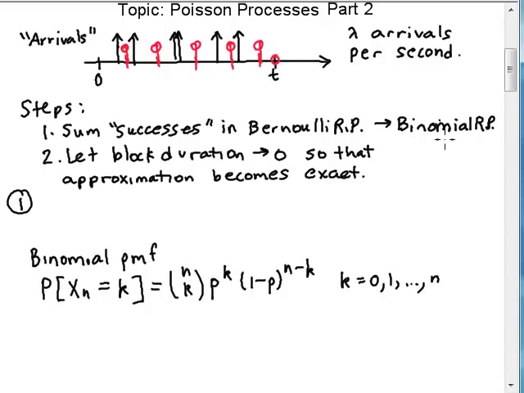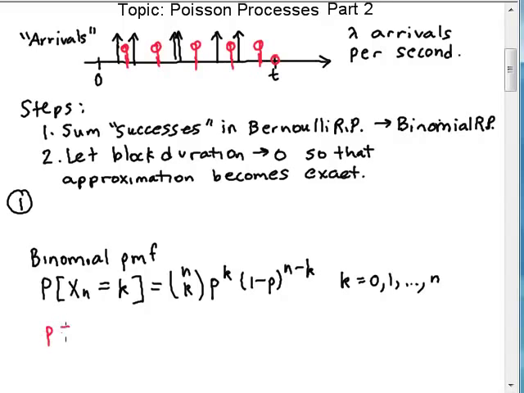I run it into a summer, I get a binomial random process. The total number of successes, k, at time t, after these 6 blocks, so n here would be 6. The x sub n is the number of successes in 6 trials. The probability that that is equal to k is n choose k times p to the k times 1 minus p to the n minus k.